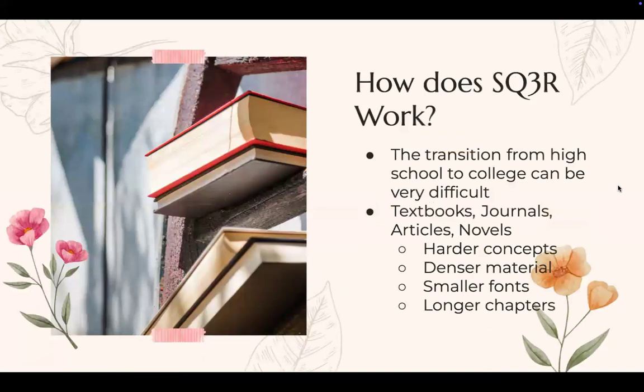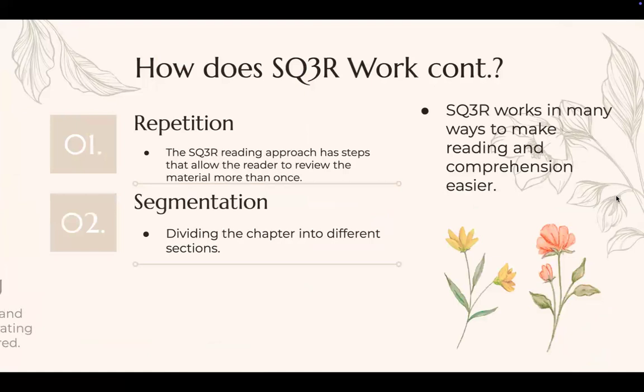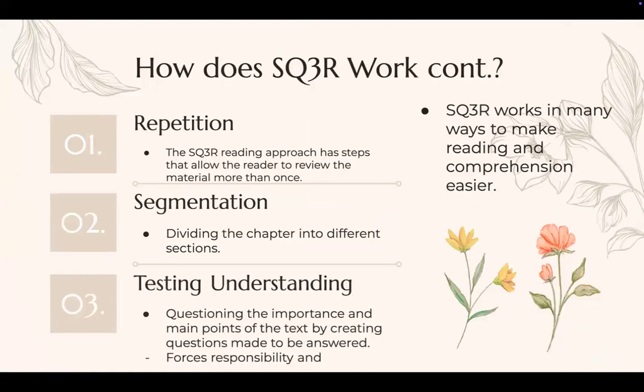How does SQ3R work? The transition from high school to college or any higher education can be difficult given the workload. Most classes require reading some form of text, like a textbook or an article. These things are very heavy and have harder concepts. They have denser material, smaller fonts, and the chapters just seem to be getting longer. In order to make reading easier, there is repetition, segmentation, and testing understanding, which SQ3R prioritizes.